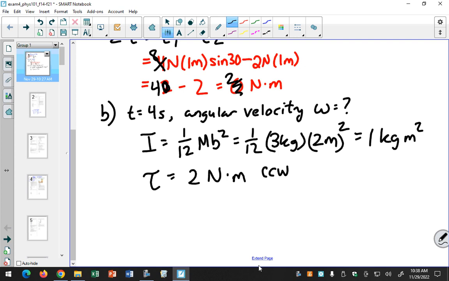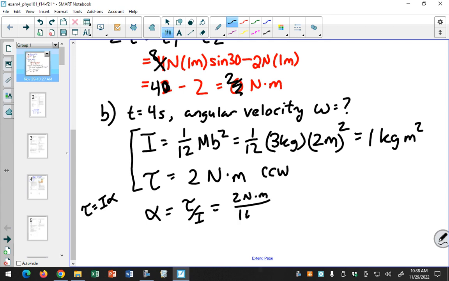And now the next step that I need to do is to figure out what is alpha. Alpha is torque over the moment of inertia. That just comes from Newton's second law, which is on your equation sheet. Torque equals I alpha. And I solve that for my acceleration. So that's going to be 2 divided by 1. That's equal to 2 radians per second squared.